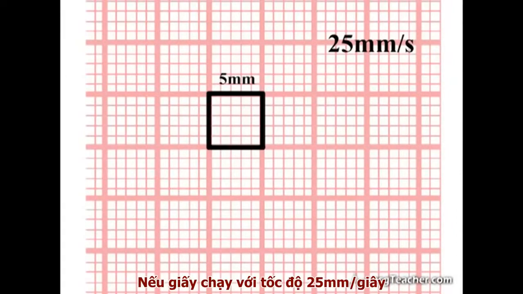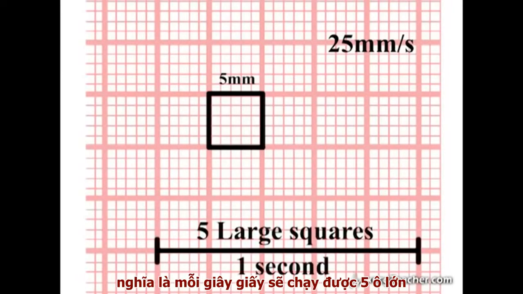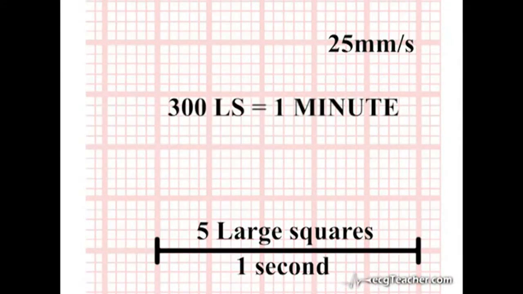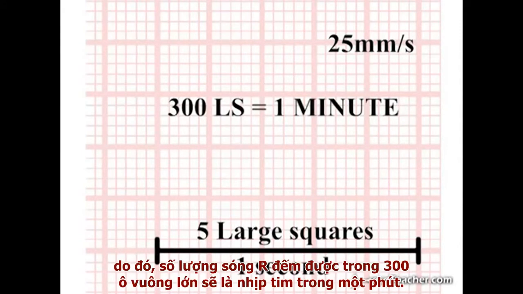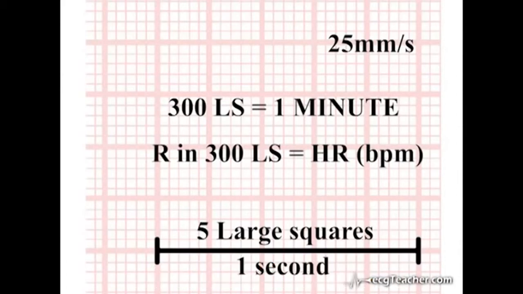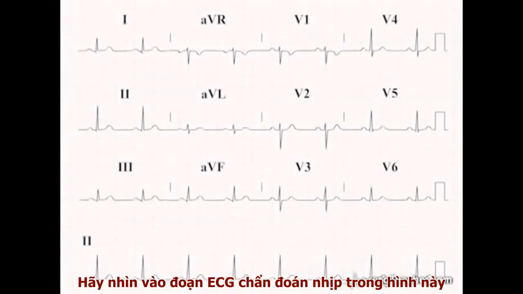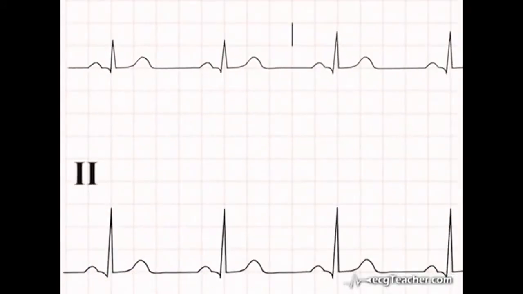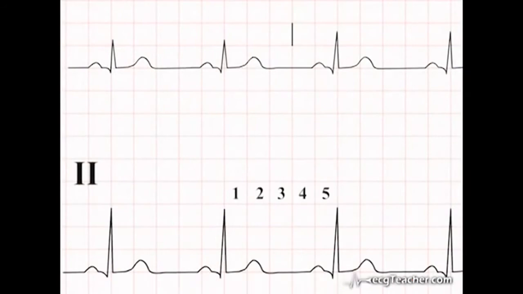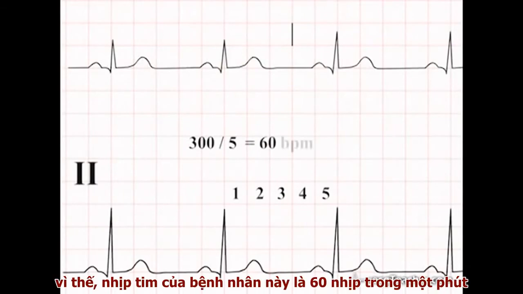At a recording rate of 25 mm per second, 5 large squares are covered in 1 second. So 300 large squares represents 1 minute. Therefore, the number of R waves in 300 large squares is the heart rate in beats per minute. Look at the rhythm strip on this ECG. There is 1 R wave present to every 5 large squares. So, in 300 large squares, there will be 60 R waves present. This patient's heart rate is therefore 60 beats per minute.